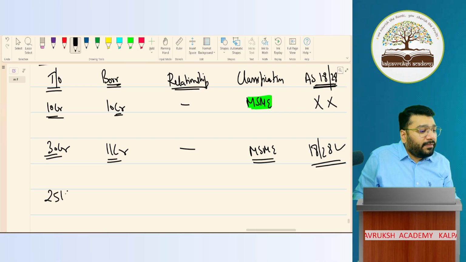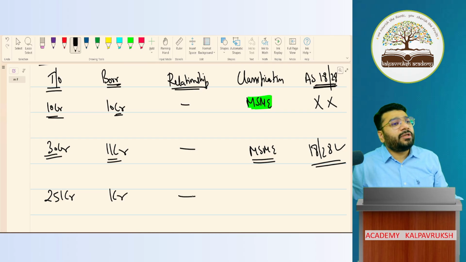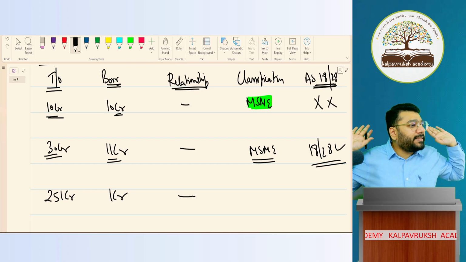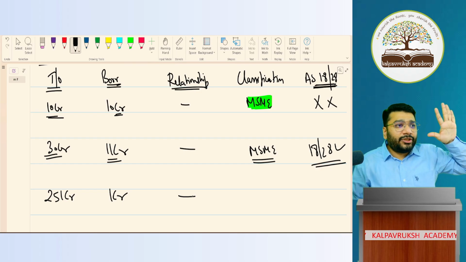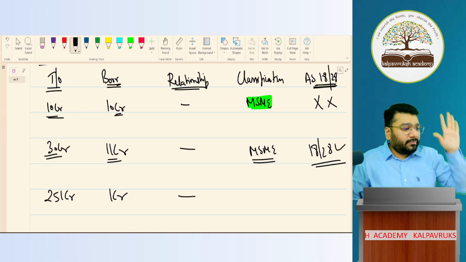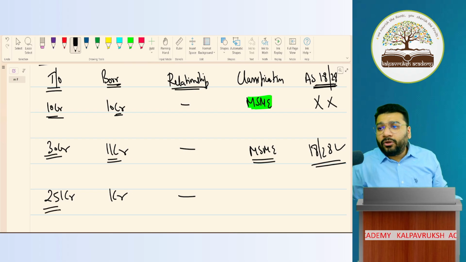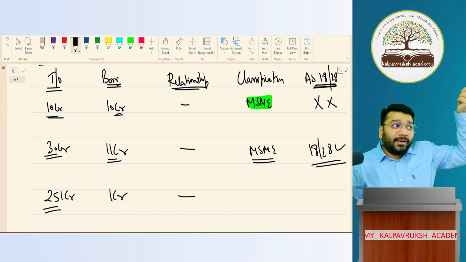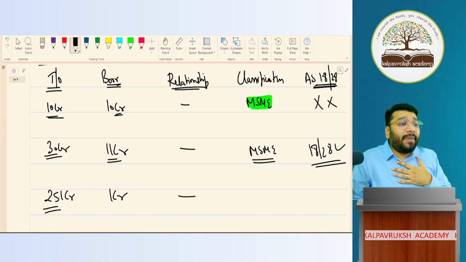Turnover 251 crore. Borrowing 1 crore. There's no relationship. I'm a standalone entity with no holding or subsidiary. MSME 5 conditions. First condition, I'm not listed. I'm neither bank, nor insurance, nor FI. My turnover 1 rupee to 250 crores is MSME, but here it is more than 250 crores. So I'm not MSME.